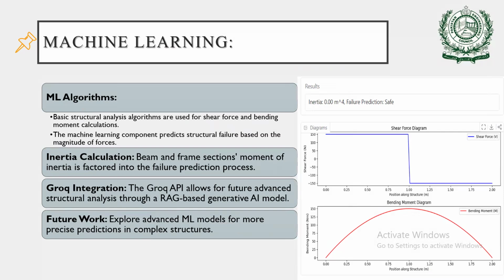The machine learning component predicts structure failure based on the magnitude of the forces. Also, moment of inertia is calculated. Beam and frame section moment of inertia is factored into the failure prediction process. Grok integration: the Grok API allows for future advanced structure analysis through a generative AI model. Future work: exploration of advanced machine learning models for more precise prediction and complex structures.